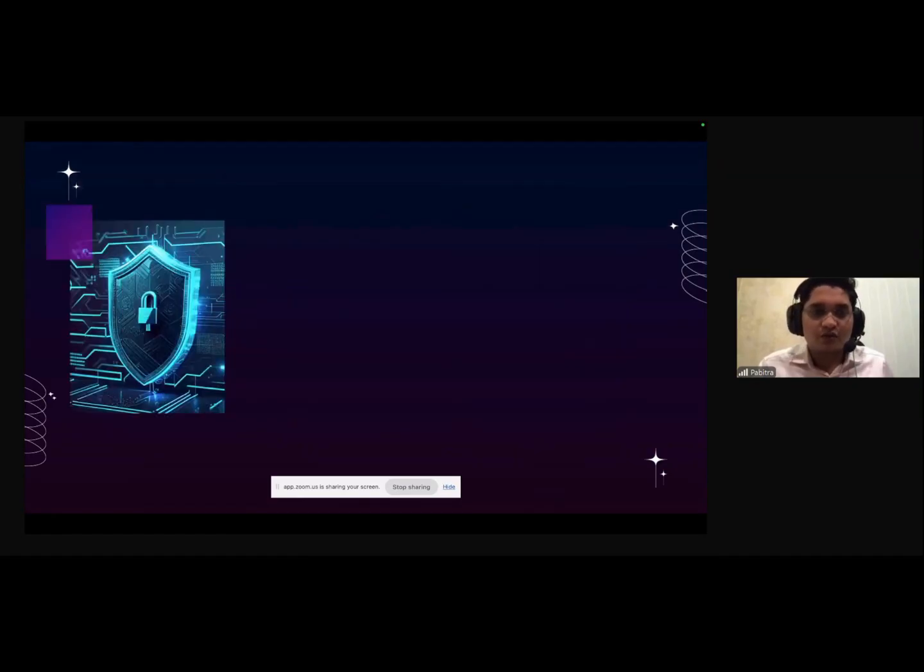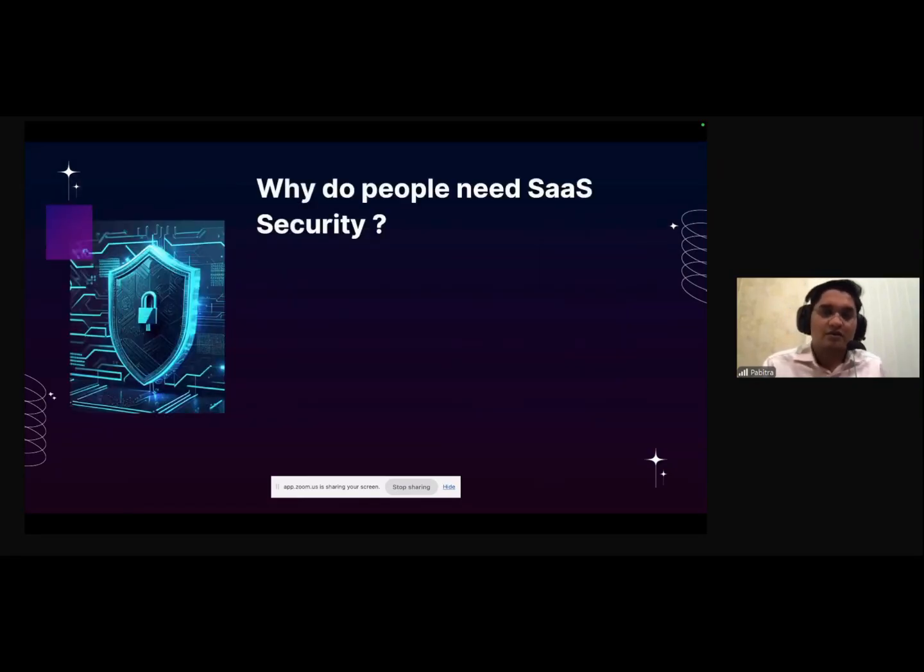Moving forward, why do people need SaaS security? With our experience dealing with hundreds of SaaS applications, we divide the reasons into 4 parts. These are the 4 things we have seen from most people. The first is what the maximum number of SaaS companies need, and the last is the reason for which very few companies go for penetration testing or security.